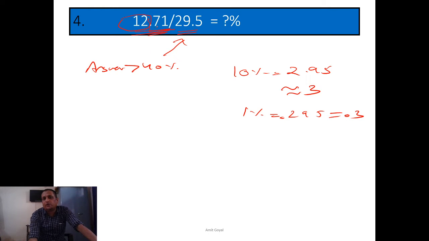And here the difference is 0.71. So 0.71 is more than 2%, we can easily visualize, because 2% of this will be 0.6. So it is more than 2% and slightly more than 2%. So the answer should be slightly more than 42%. So I can take a hunch as 42.4% approximately, or 42.3% approximately. So the answer should be somewhere around it. I hope we agree, we are on the same page.